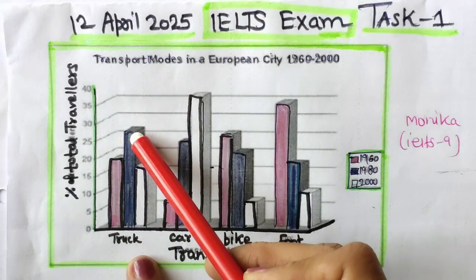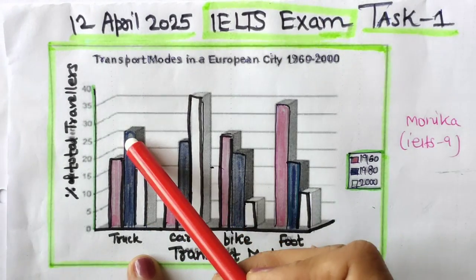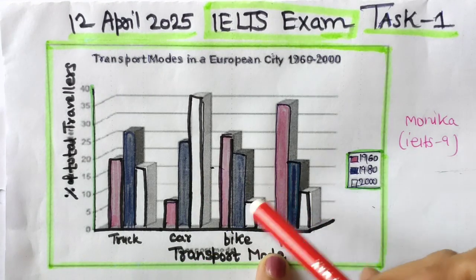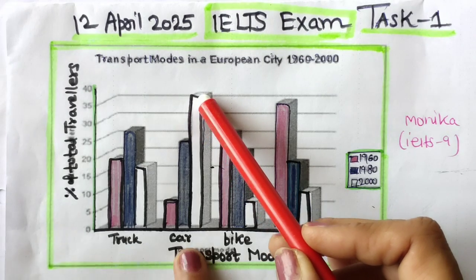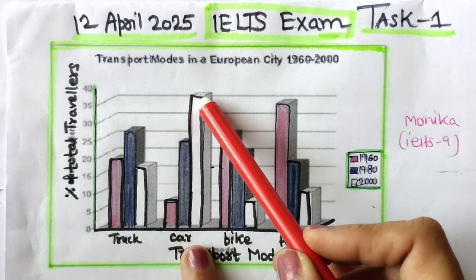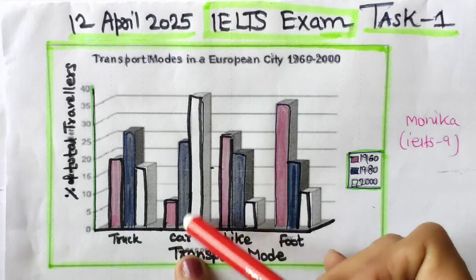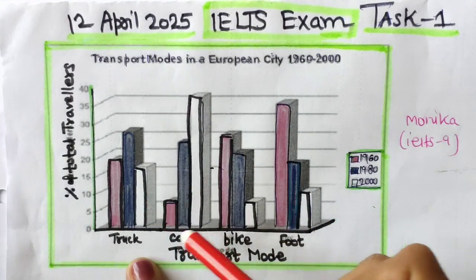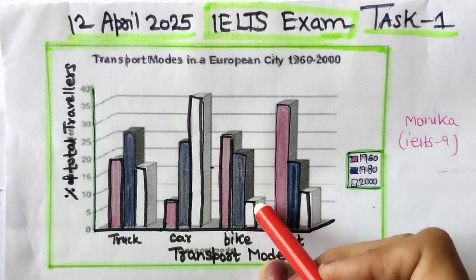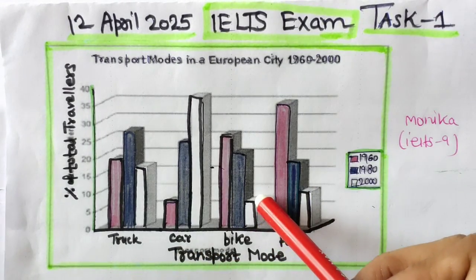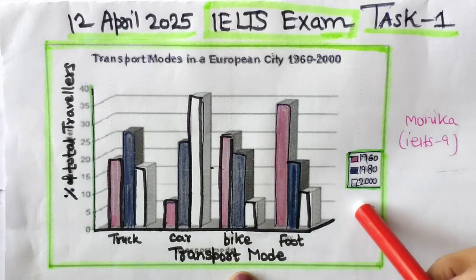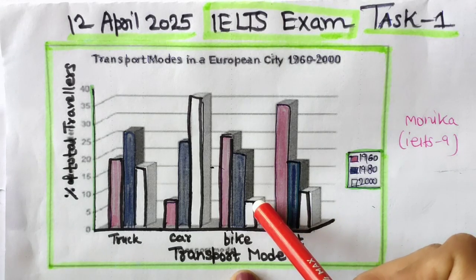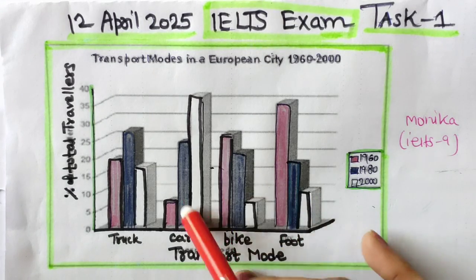In 1980 people were using more trucks as compared to car, and then bike and then walking also. In 2000 most of the people, just around 35% of travelers, were using car, and then in second number trucks, and then third number is foot and then bike. So the two wheelers trend was almost gone in 2000. Not gone, we can't say almost gone, but fewer people were using it. So we have understood all the diagram.